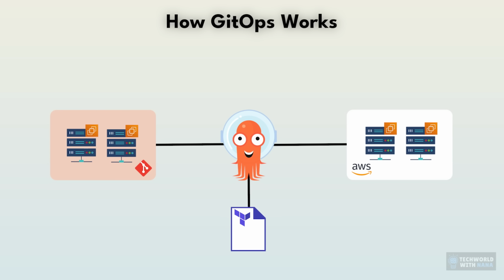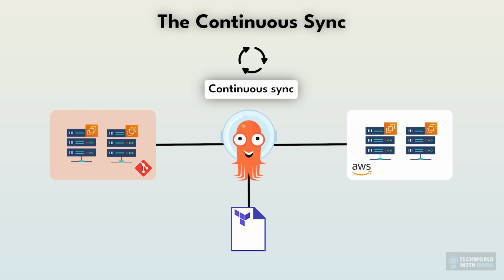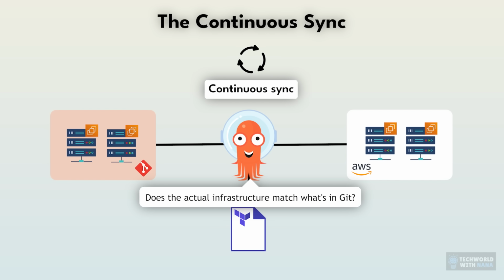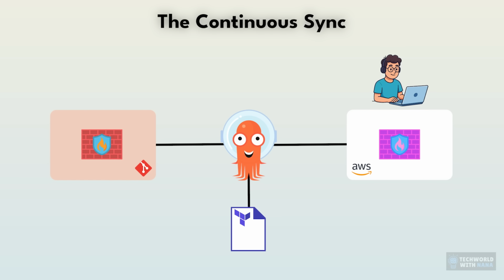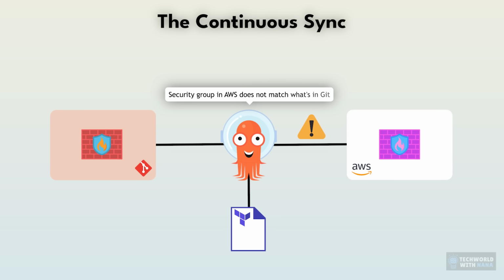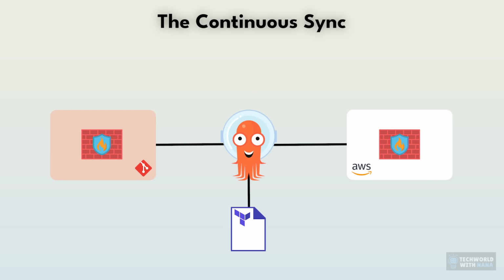But here is the really powerful part of GitOps, which is the continuous sync. Every few minutes, Argo CD would check, does the actual infrastructure match what's in Git? So let's say someone goes into AWS Console and manually changes a security group configuration. Maybe they're debugging or testing something. Argo CD detects, wait, the security group in AWS does not match what's in Git. So it automatically reverts the manual change back to what Git says.